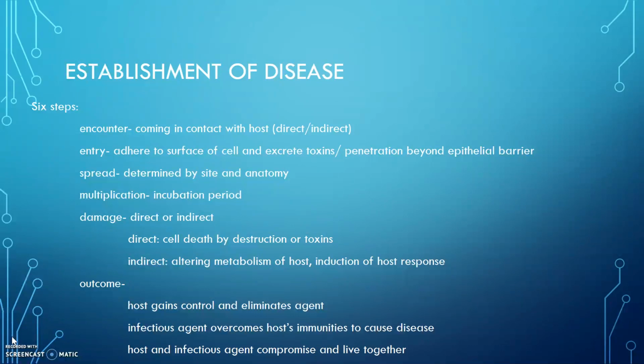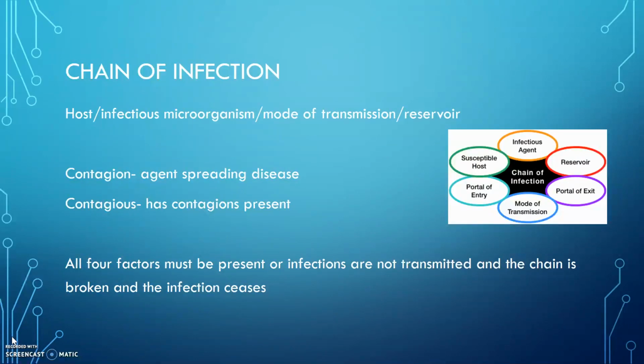The infectious agent may overcome the host's immunities to cause disease, or the host and infectious agent compromise and live together. There are 4 components to the chain of infection: the host, the infectious microorganism, the mode of transmission, and the reservoir. A contagion is the agent that's spreading the disease, and contagious is when the contagions are present. All 4 factors must be present or the infections are not transmitted, the chain is broken, and the infection ceases.